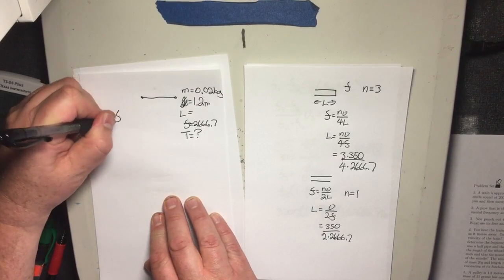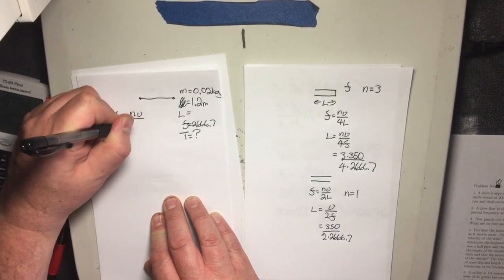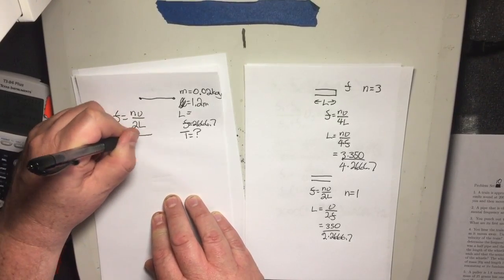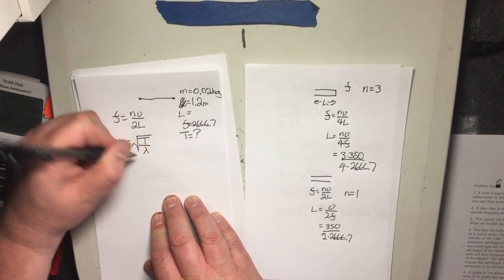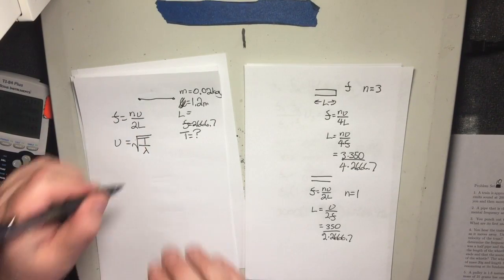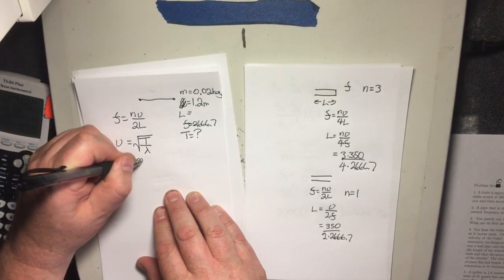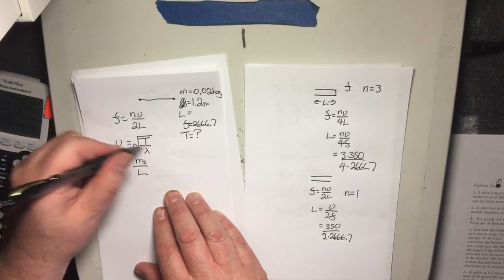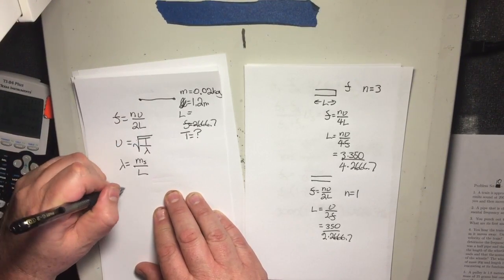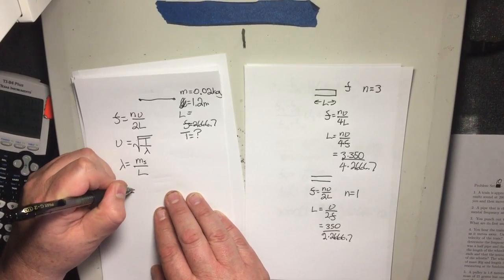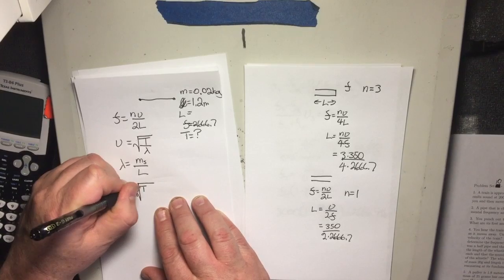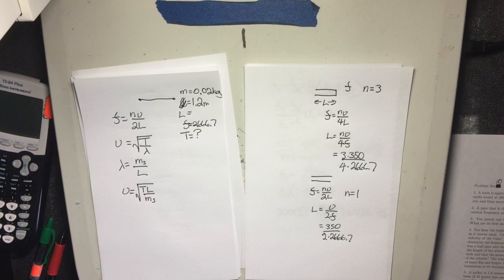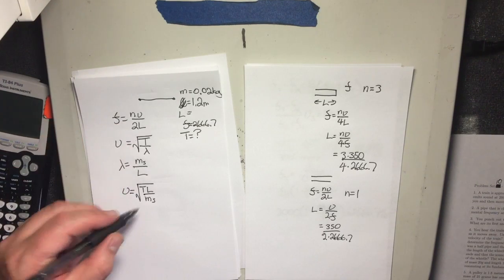So the frequency for a string is NV over 2L. The velocity is the square root of tension over linear mass density lambda. Lambda is the mass of the string over the length. So taking these two, you could say that V is equal to the square root of tension times length divided by mass of the string. Substitute this into here.